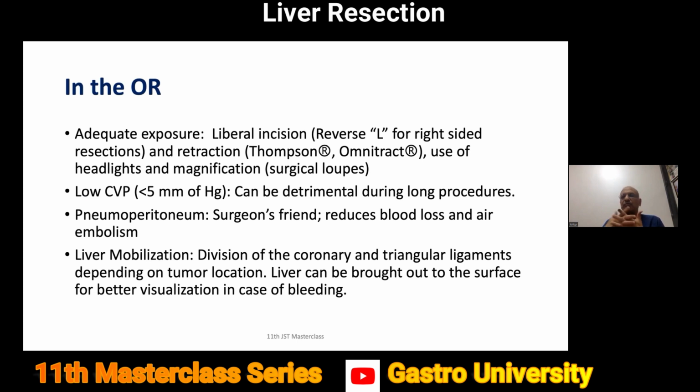Pneumoperitoneum is a surgeon's friend when you are doing a minimally invasive liver resection, because it reduces the blood loss and chances of embolism, because CO2 is easily absorbed. Liver mobilization: you have to divide the coronary and the triangular ligaments depending on the tumor location. Do it in the early part, except when you are dealing with a large right lobe tumor adherent to the diaphragm, where you adopt the anterior approach. But in all other cases, try to mobilize the liver so that in case you have a mishap, the liver can be quickly brought out into the operative field, and then it becomes much easier to control the bleeding in such situations.